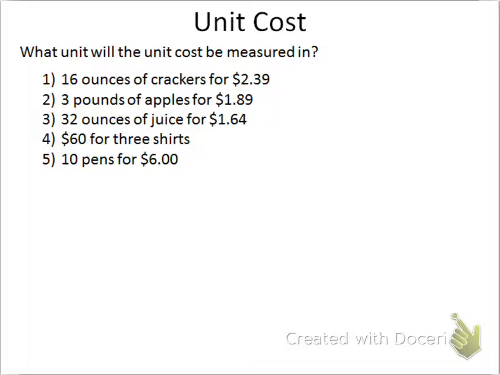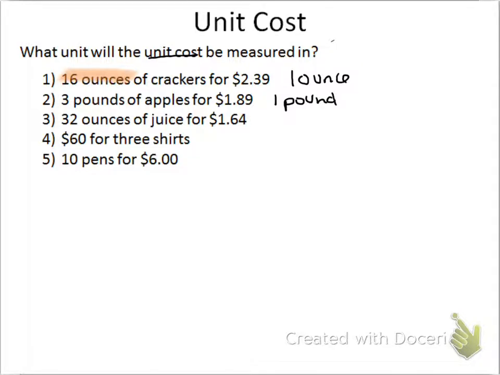Okay, now we have some different examples and it's asking us what unit the unit cost will be measured in. So what unit is it going to be when we convert it? Here we have 16 ounces of crackers for $2.39. Well, to make this a unit cost, we would go from 16 ounces to 1 ounce. The next one, 3 pounds of apples for $1.89. Well, we want to figure out how much 1 pound of apples would cost. So our unit for that would be 1 pound.